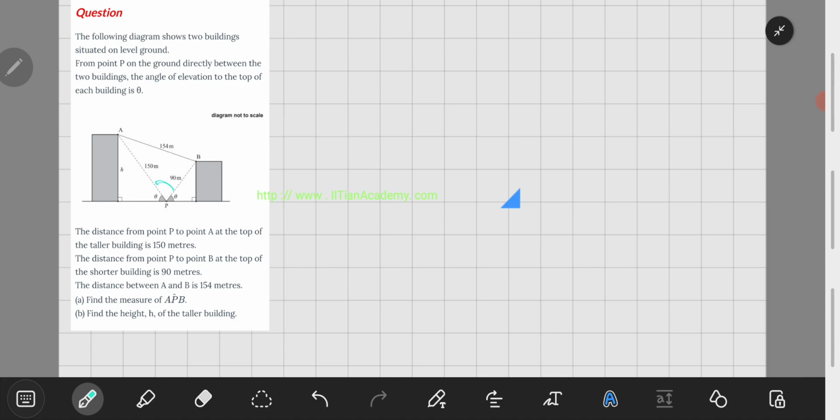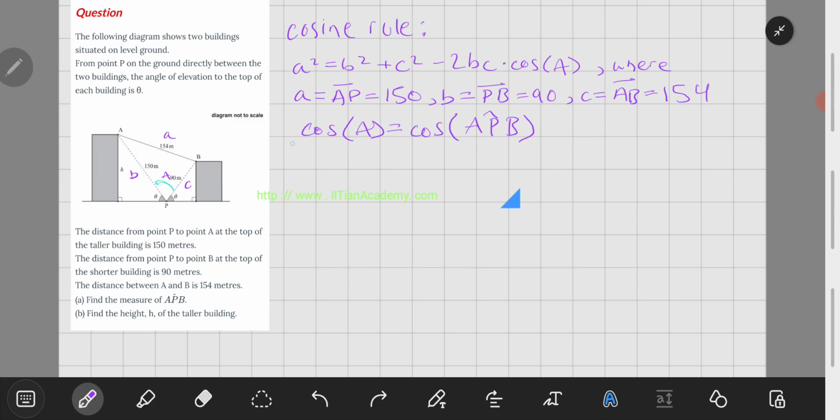Now, to do this, one of the rules we can use is the cosine rule. For the cosine rule, we can say that a squared is equal to b squared plus c squared minus 2bc times cos A, where cos A would represent the cosine of the angle APB, which we are looking for, and a would be the line from point A to B.